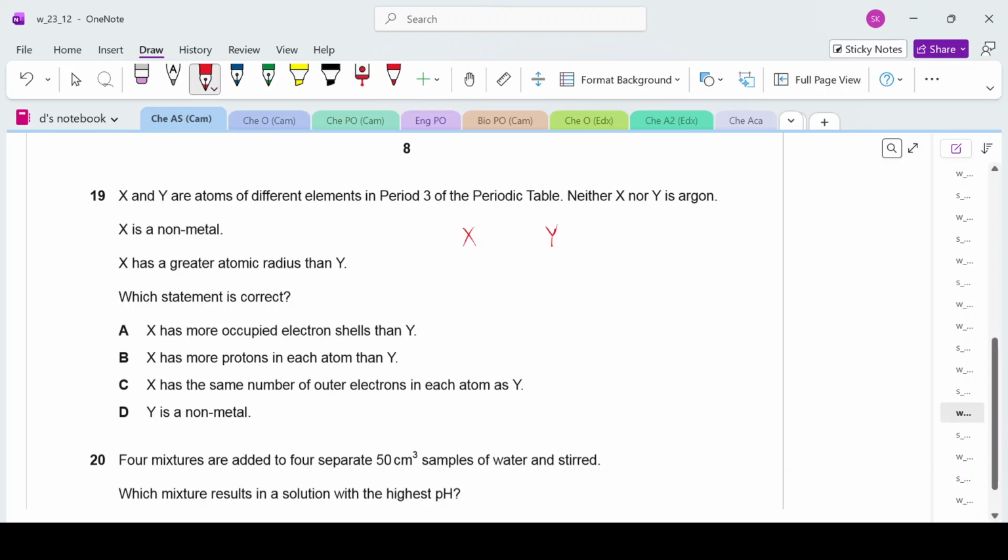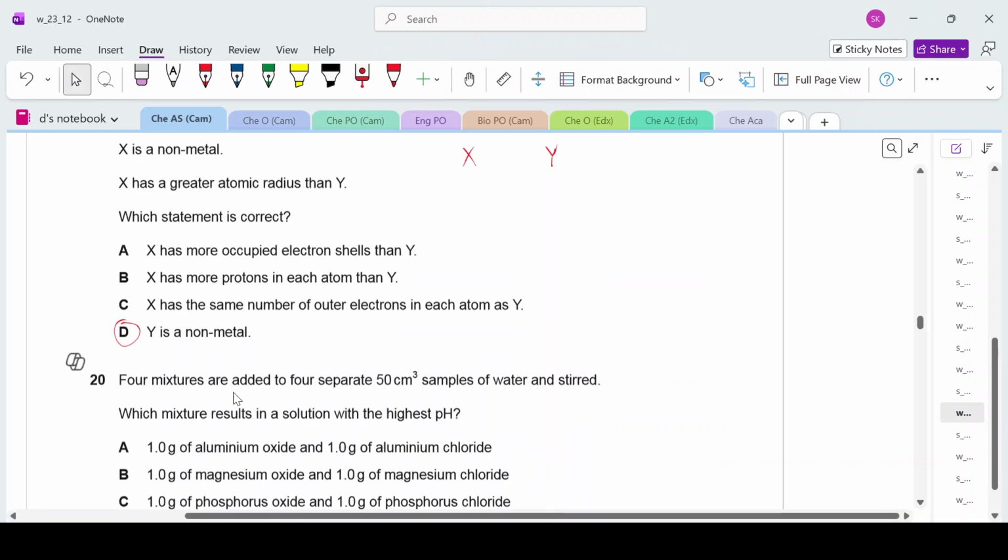X has more occupied electron shells? They are in the same period, so the same number of shells. X has more protons? No, X has fewer protons. X has the same number of outer electrons in each atom as Y? That's not possible because Y contains more. Y is a non-metal, that is correct. Y is a non-metal because X is a non-metal, Y comes farther to the right and it's not argon, so it must be a non-metal.